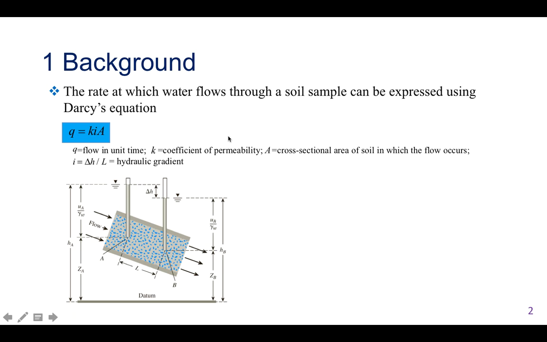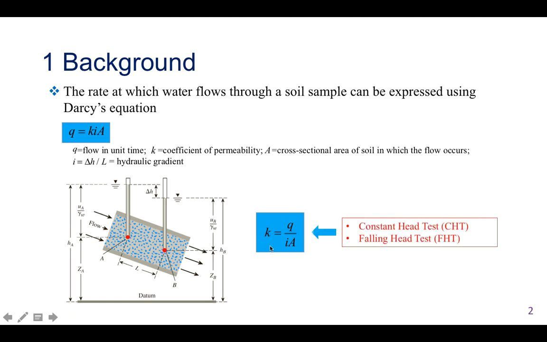The following is some background information. The rate at which water flows through a soil sample can be expressed using Darcy's equation. Q here is the flow in unit time. K refers to the coefficient of permeability, while A is the cross-sectional area of soil in which the flow occurs. i is the hydraulic gradient between these 2 points, which equals the hydraulic head loss divided by the distance between these 2 points. According to Darcy's equation, the coefficient of permeability can be formulated like this.